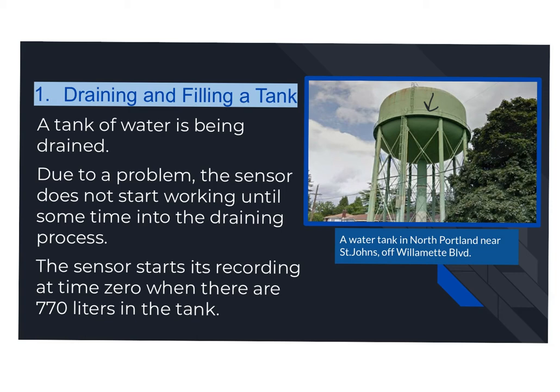So we have a water tank that is being drained. Due to a problem, the sensor does not start working until sometime into the draining process. I'm going to highlight that because that's an important piece of this. The sensor starts its recording at time 0 when there are 770 liters in the tank. Again, I highlighted that because that is telling me some of my countable numbers. When time is 0, we have 770 liters in the tank.